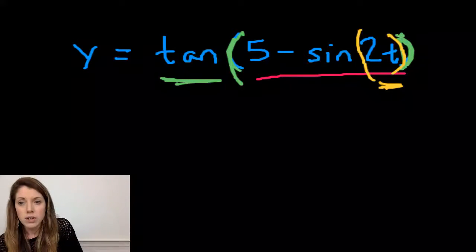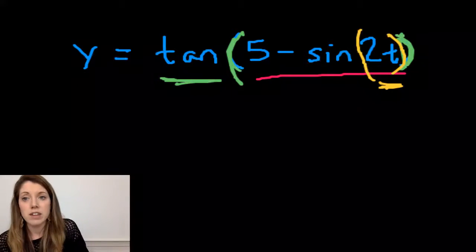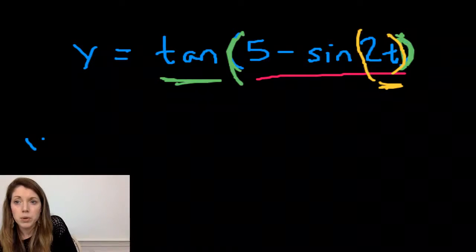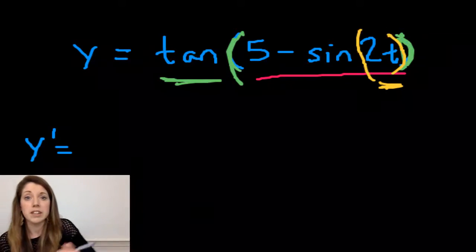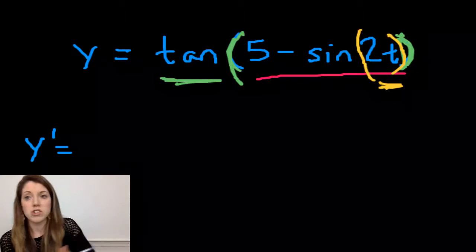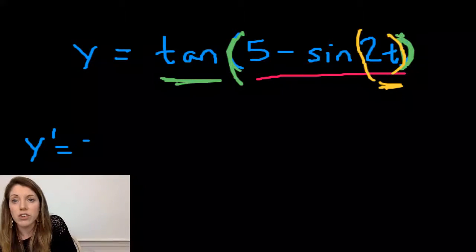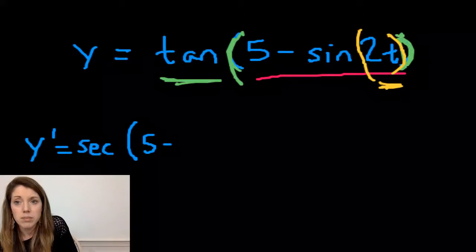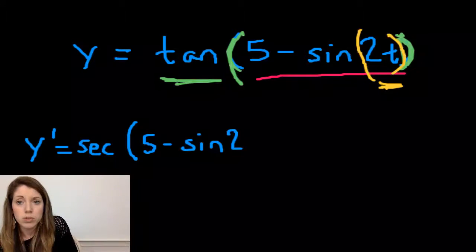Okay, first, what is the derivative of the outside function, tangent? Well, we know from our prior experience that the derivative of tangent is secant squared. So what we do is we just say secant squared of all the stuff, and we keep all the stuff just the way that it is. 5 minus sine of 2t.